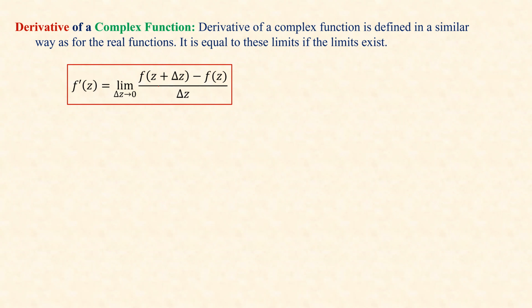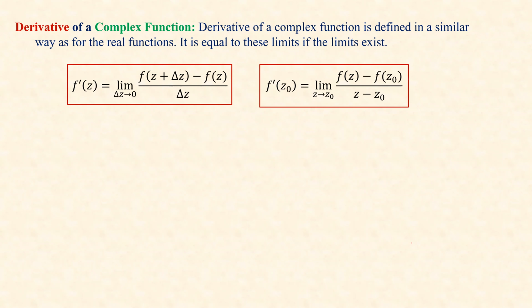So that's naturally the same as, remember, f prime of x is the limit of f of x plus delta x minus f of x divided by delta x as delta x goes to 0. This is exactly the same. But of course, in this case, delta x can be positive or negative, but delta z can be in any direction. That's the difference.